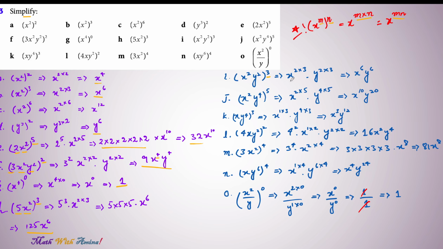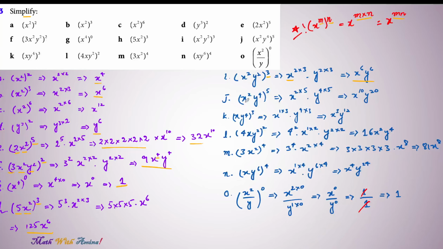So what do we do for each variable? The power of a power rule is applied. The indices are multiplied. So 2 multiplied by 3 is equal to 6, and 2 multiplied by 3 is equal to 6. So we get x raised to the power of 6 and y raised to the power of 6.